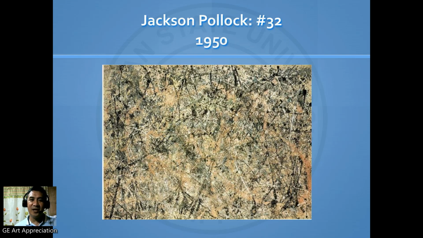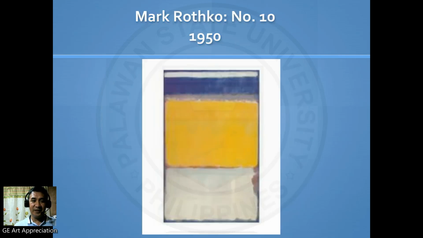Here, for example, Jackson Pollock, Number 32. Jackson Pollock is actually the father of action painting. We do not know why he entitled this painting as Number 32 during 1950. Mark Rothko, Number 10.